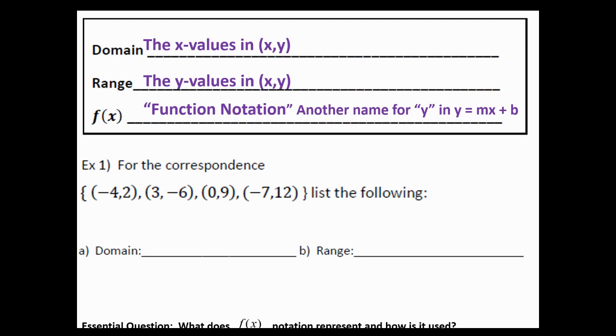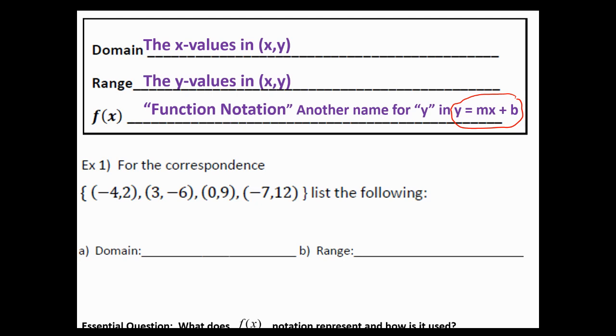The domain is the x values in the coordinates x comma y. Range is the y values in the coordinates x comma y. And like I said before, f of x is called function notation, and it's just another name for the y in y equals mx plus b. So don't panic about f of x, okay? It's just another name for the y.